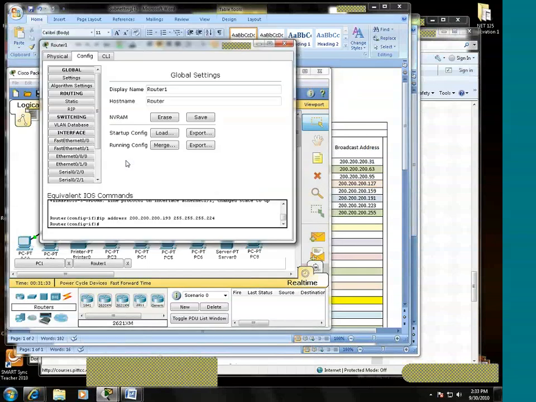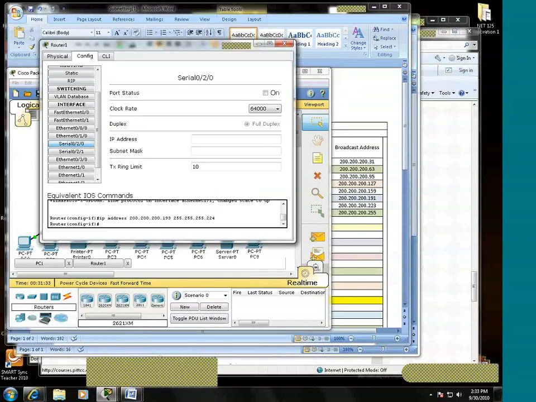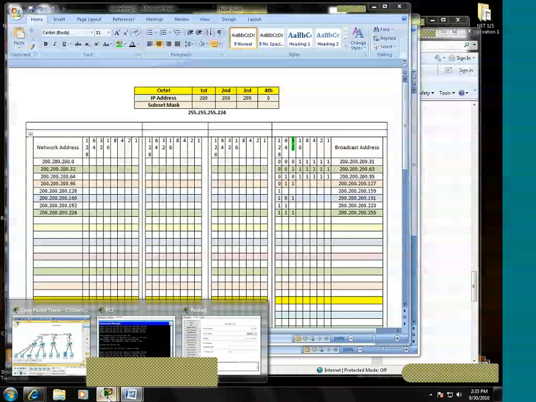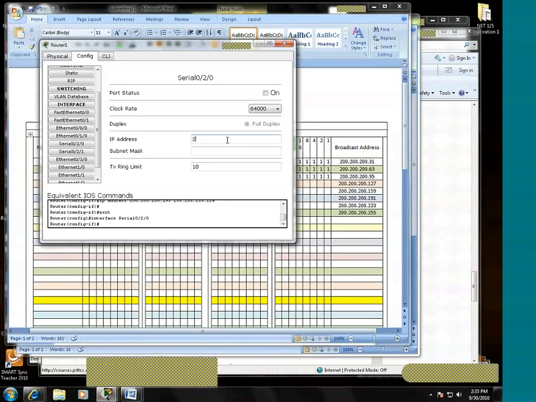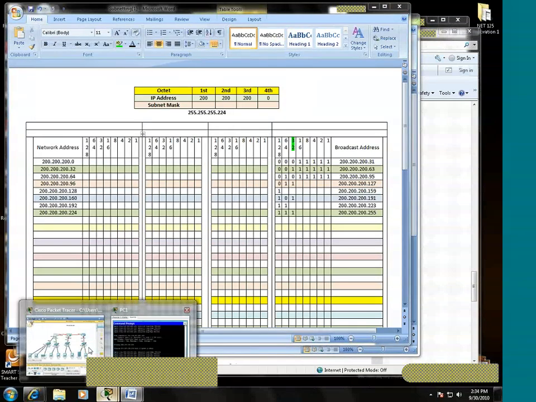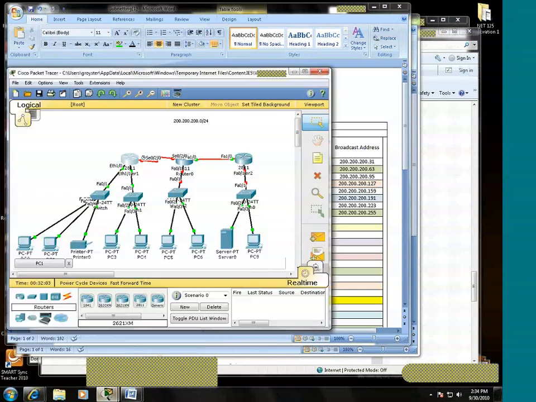So I need to find S0/2/0. What's a good IP address? 161, okay. Good subnet mask. I need to activate the interface. Okay. 161. All right.